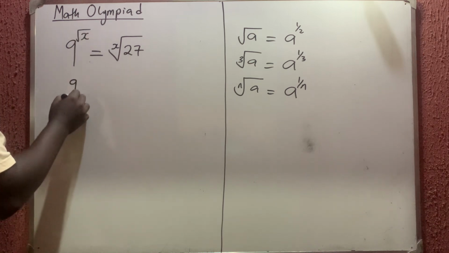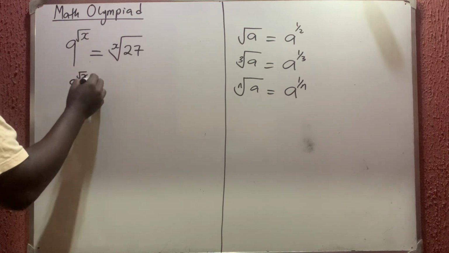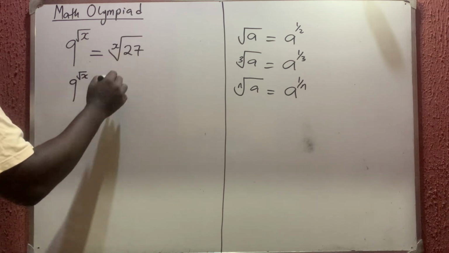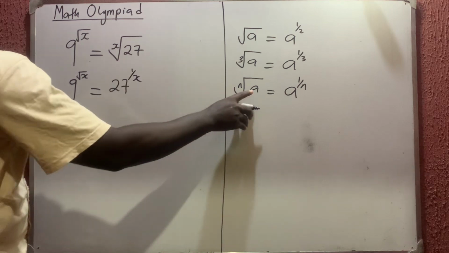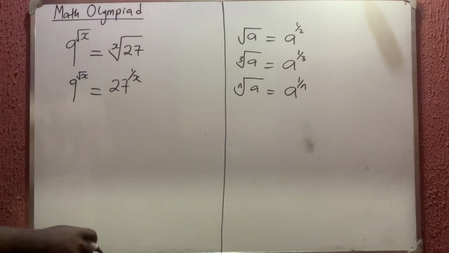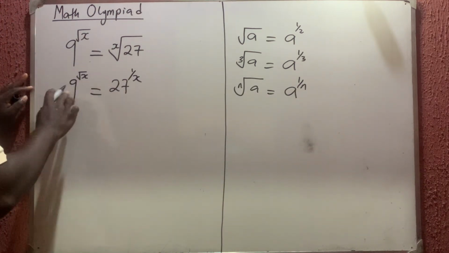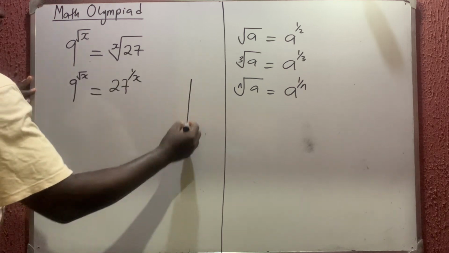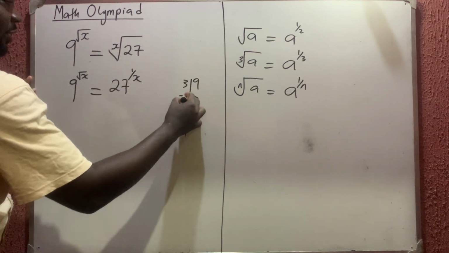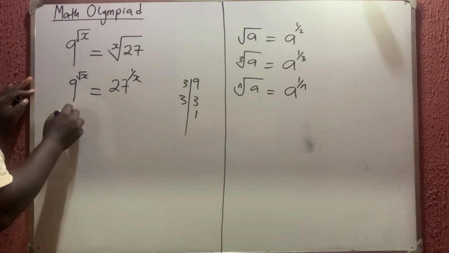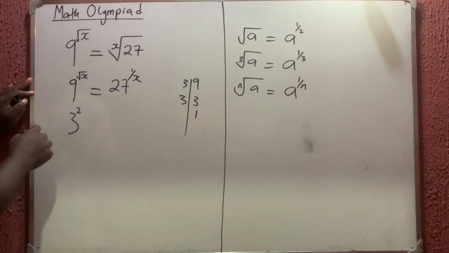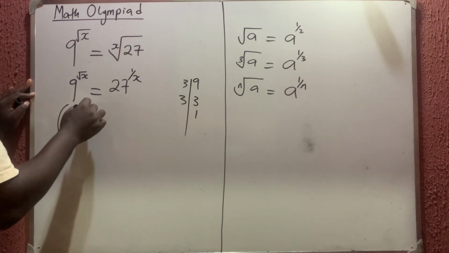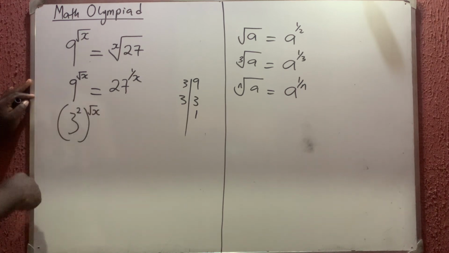Okay, this is 9 raised to power root x is equal to, now I can write this to be 27 raised to power 1 over x, because this is the same thing as this. All right, so now let's break this down. If you look at 9, 3 divide 3, 3 divide 1. I'm dividing with 3 and they are 2 in number, so 3 squared will give us 9. But don't forget, I still have raised to power root x here, right?